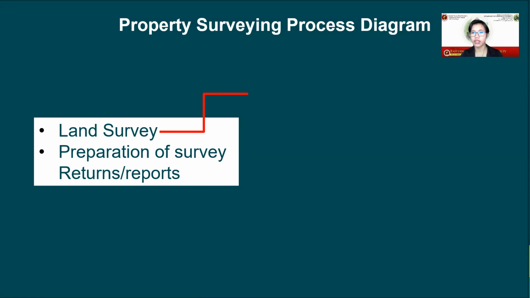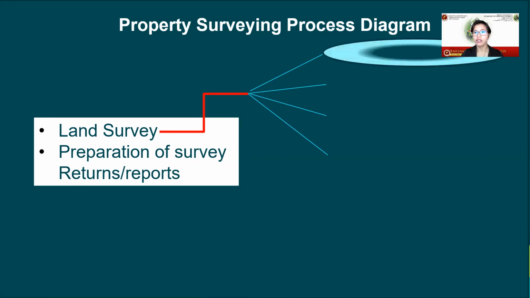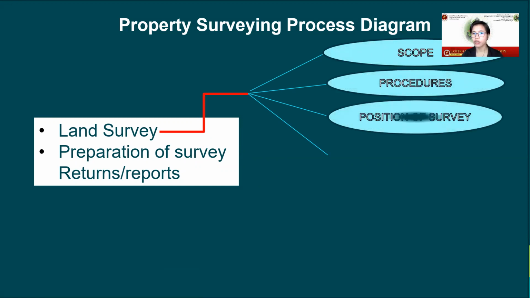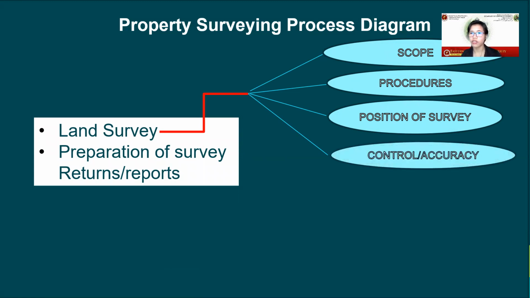So if we focus on land survey, this is where the role of the GE comes in. In land survey, there are subgroups that need to be covered when you conduct a survey. Number 1 is the scope of the survey. What is the procedure, the actual conduct in the field. Position of the survey. When you say position of the survey, it is the basis of where it is referenced, its reference points, and what coordinate systems should be fixed if you are going to conduct the survey. Another is the control or the accuracy.